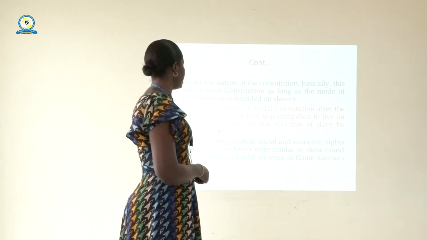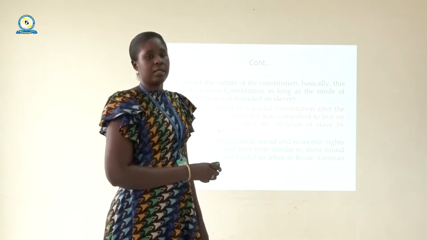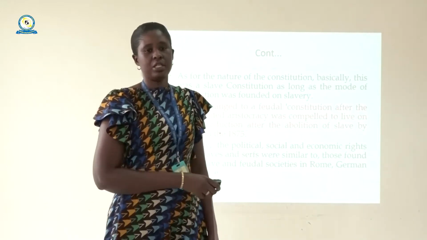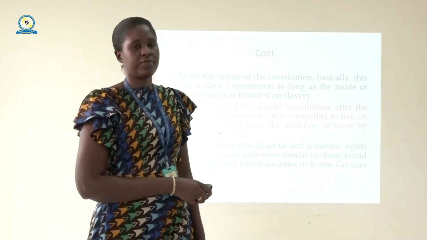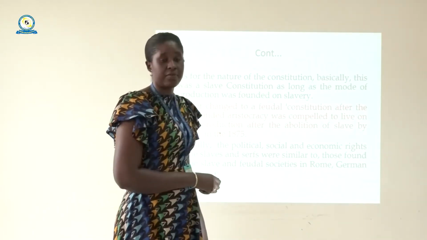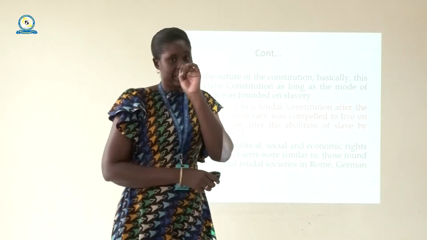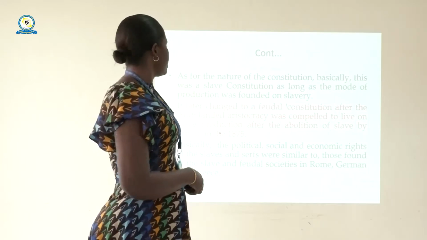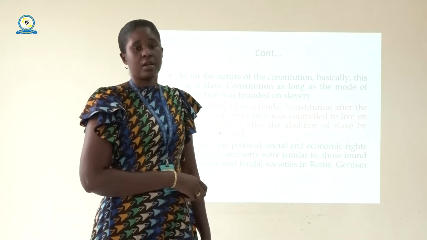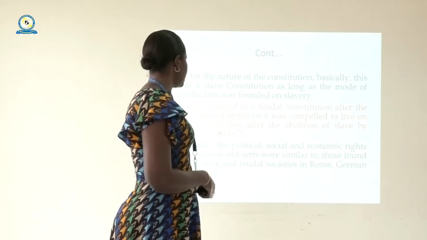It later changed to a feudal constitution whereby the Arab landed aristocracy were compelled to live on cloth production after the abolition of slavery by Britain in 1875. So the slave trade was officially abolished in 1875. The political, social, and economic rights of slaves and serfs were similar to those found in slave and feudal societies.